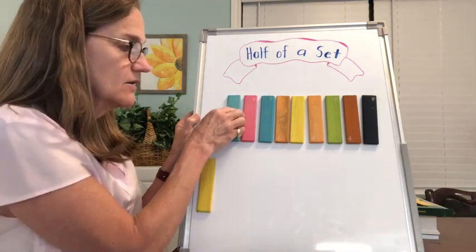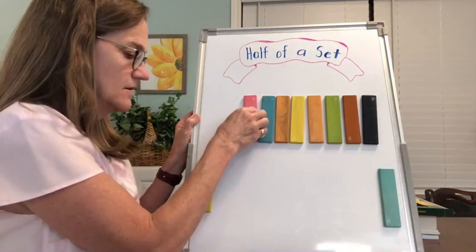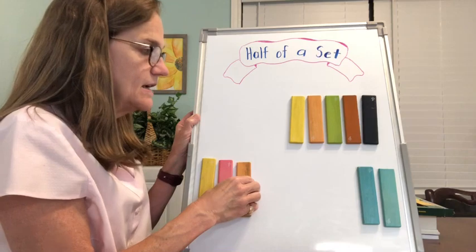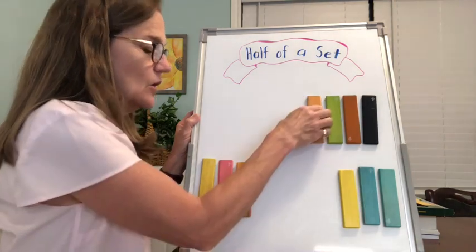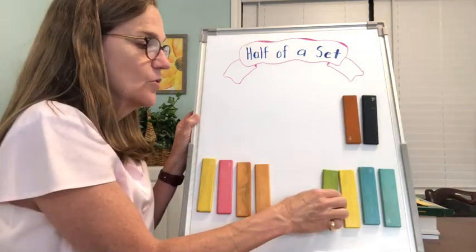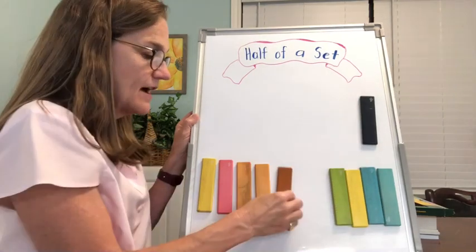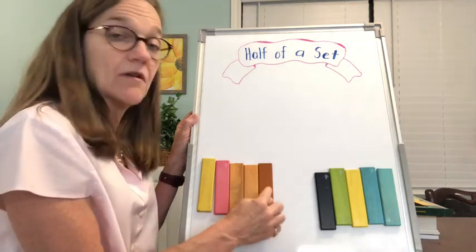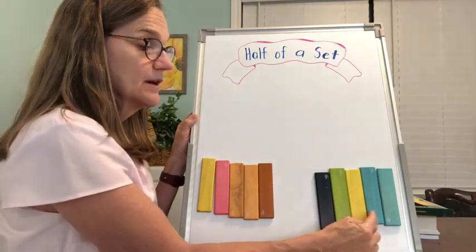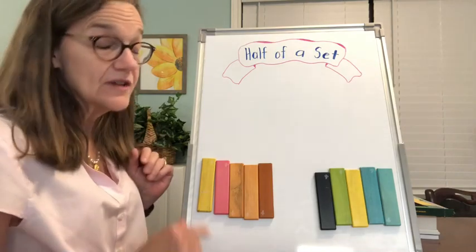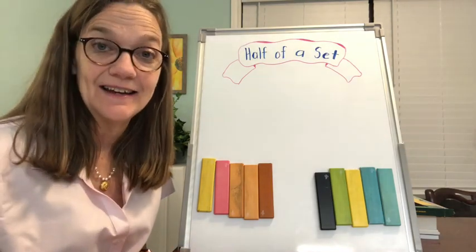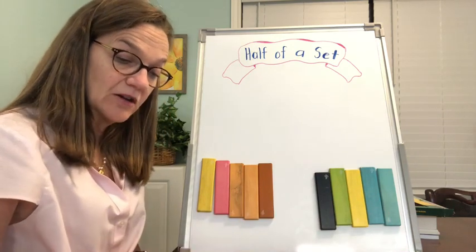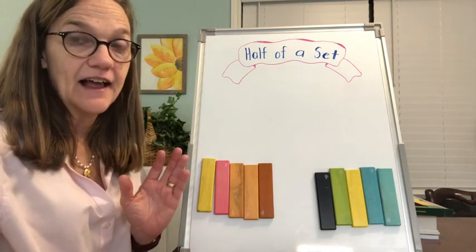A set here and here. We have 2 here and 2 here. We have 3 here. We have 3 here. We have 4 here. We have 4 here. We have 5 here. We have 5 here. 1, 2, 3, 4, 5. 1, 2, 3, 4, 5. All together, when we started, we had 10. But now we have 5 and 5. We have two smaller sets, and there are none left over.